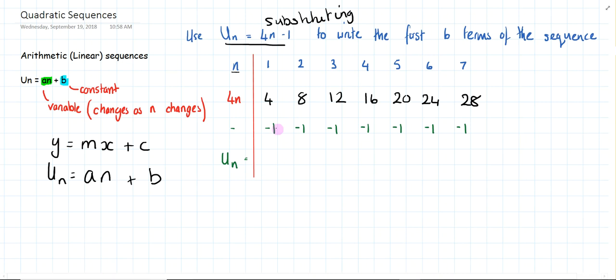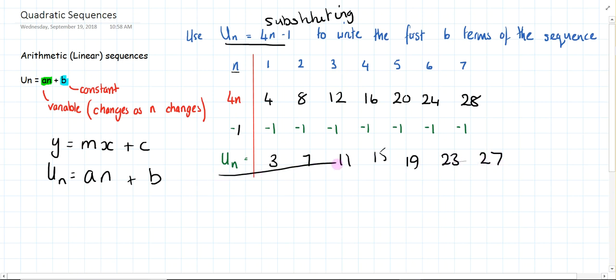Because the next bit, the minus 1, well, I've written over here that an is a variable. It changes as you change n. But this plus b is a constant. It's minus 1 every time in this case. So if I do un, I want un is 4n minus 1. So I take 4n, 4, and I minus 1, and I get 3, 7, 11, 15, 19, 23, 27.